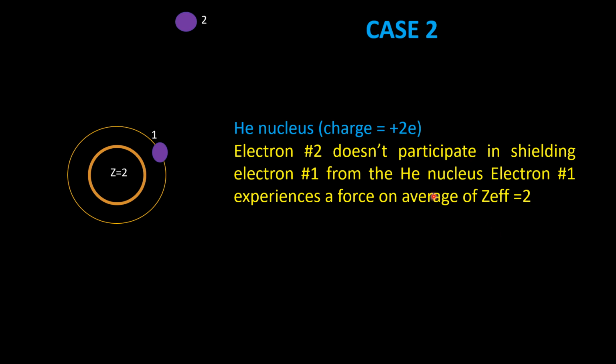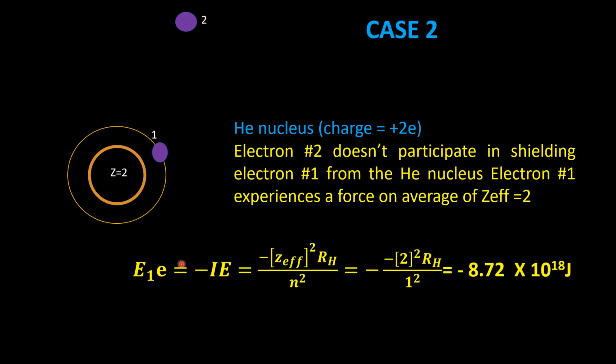Again we can calculate the binding energy of electron 1. It is equal to the minus ionization energy, which is minus Z effective squared times the Rydberg constant over n squared. Here Z effective is equal to 2 and n is equal to 1. So the binding energy for electron 1 will be equal to minus 8.72 times 10 to the power of minus 18 joule. This is the second extreme, of no shielding, for the helium atom.